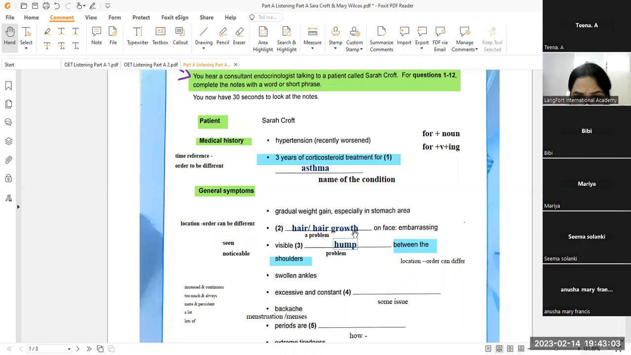Anybody have not gotten it? All of you got it? Second one, ma'am. Okay, second one. I'll play it. No issues. I'll play it once again. Here we go.